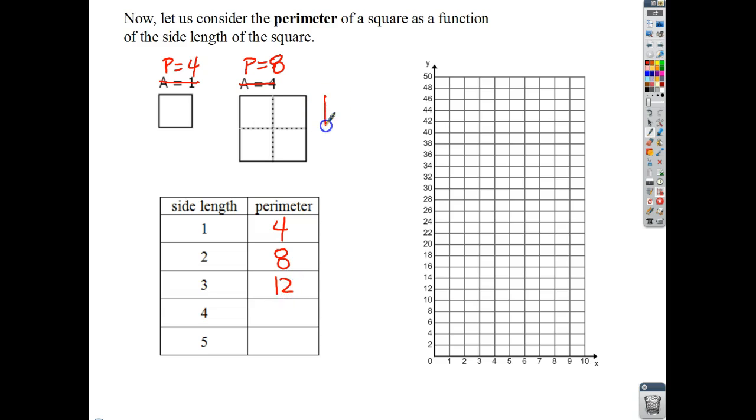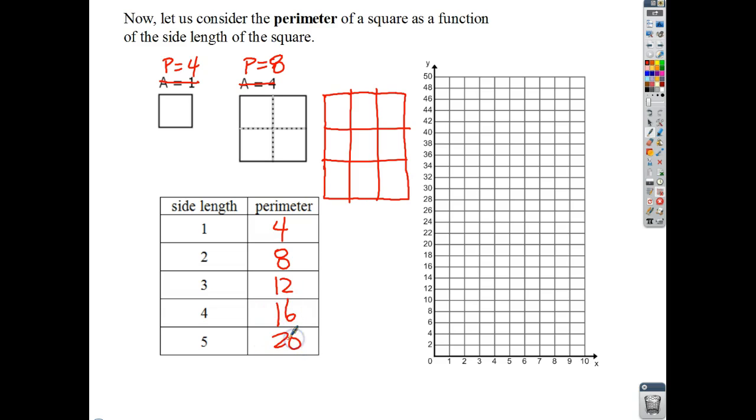So if I did 1, 2, 3, 4, 5, 6, 7, 8, 9, 10, 11, 12. Okay, that's going to be 12. Okay, and what you can see is that whatever my side length is, I have 4 of those sides, so I'm going to multiply it, right? So this would be 16 and this would be 20, and whatever it is, let's say it's called n, right? My perimeter is going to be whatever n is, times 4, because I have 4 of those sides.